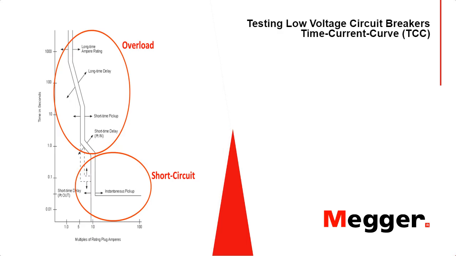So we'll address what Megger has to offer at the end of the presentation. But now we're going to take a look at time current curves. So time current curves, again, what we've been mentioning throughout this presentation. Seen here pictured on the left is just showing you the different regions. So typically your long time and short time will correspond with your overload protection, and your instantaneous will correspond with short circuit protection.